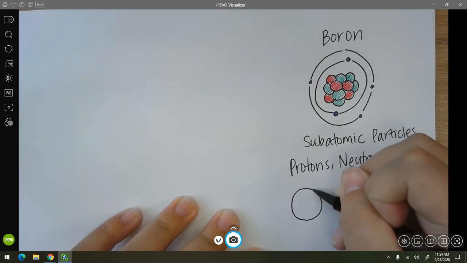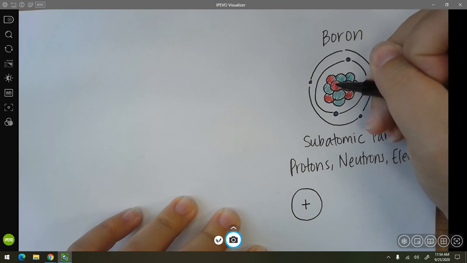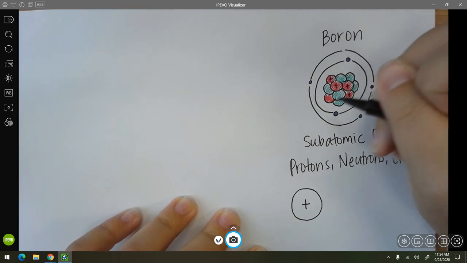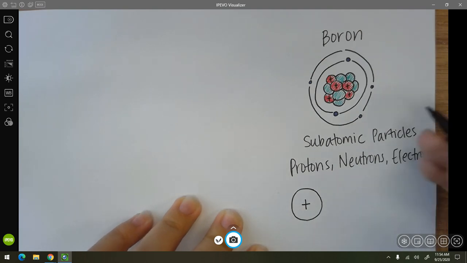So if I was going to model the size of protons, neutrons, and electrons, protons would be about this big, and you might see a little plus sign, or I have colored my protons red, so I can put little plus signs in here too just to make sure that I remember. And there are 5 protons in boron, and I'm going to show you in a few minutes how you find out how many protons are in boron and electrons and neutrons, okay?